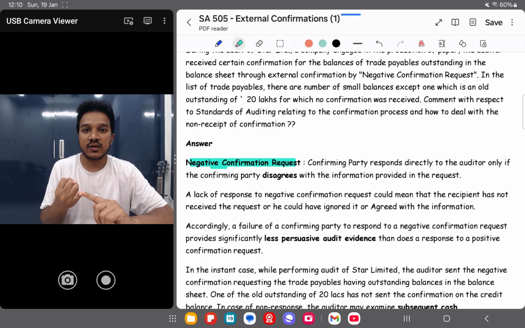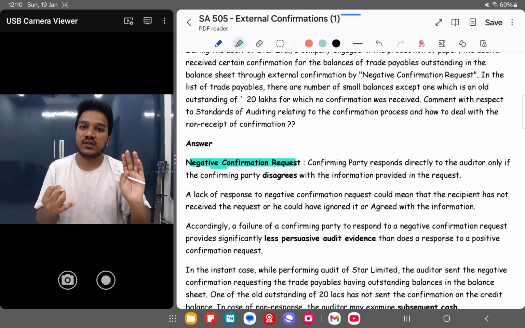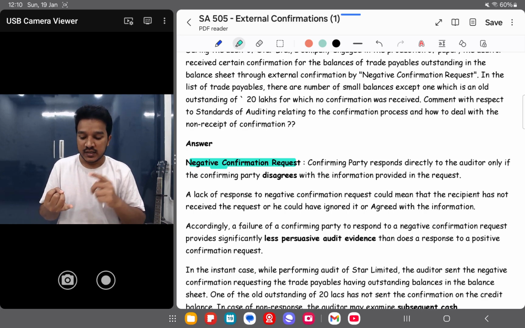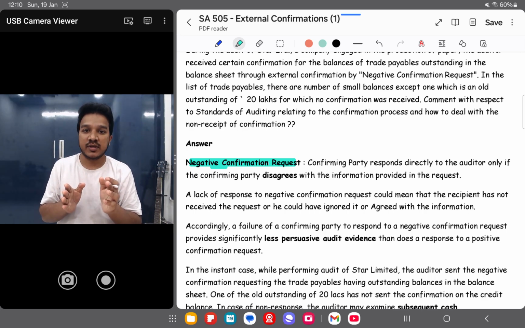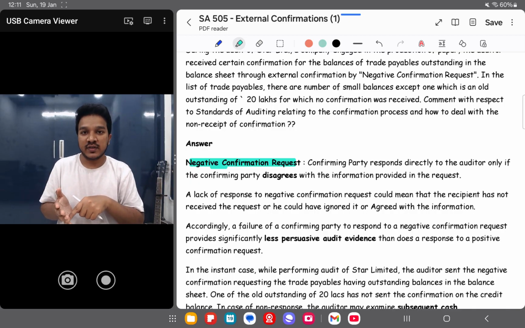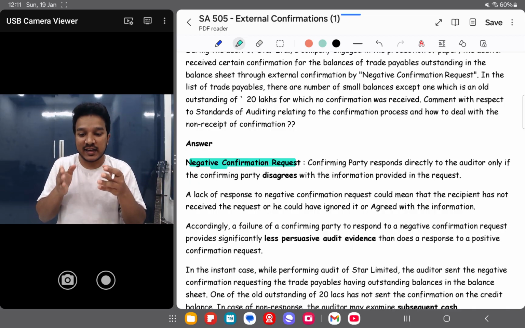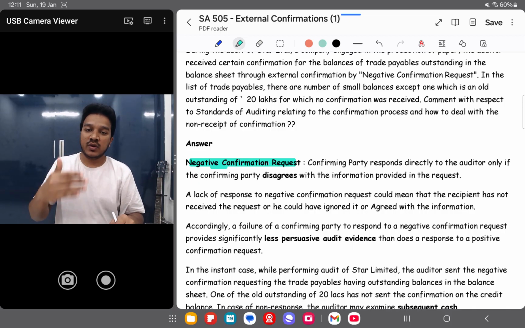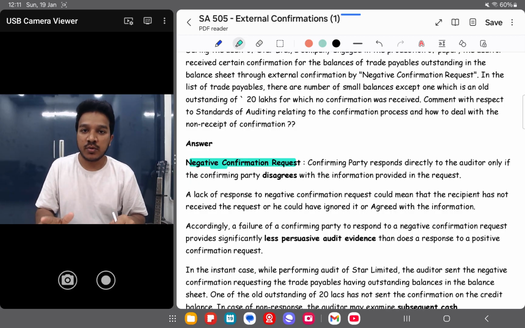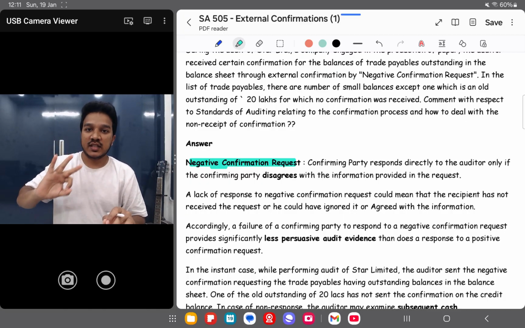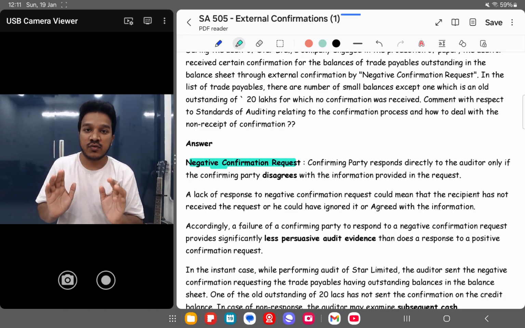First thing is that the external party has not received the confirmation at all. That's the reason he has not provided you any information. Second one is that he has received the confirmation but has ignored it. That is also a possibility. Third one is that he agrees to the information provided in the confirmation. Even when he agrees, he will not provide any feedback or reply. Only when he disagrees, he will give you feedback in negative confirmation. So these are the three reasons that could happen in case of non-response.